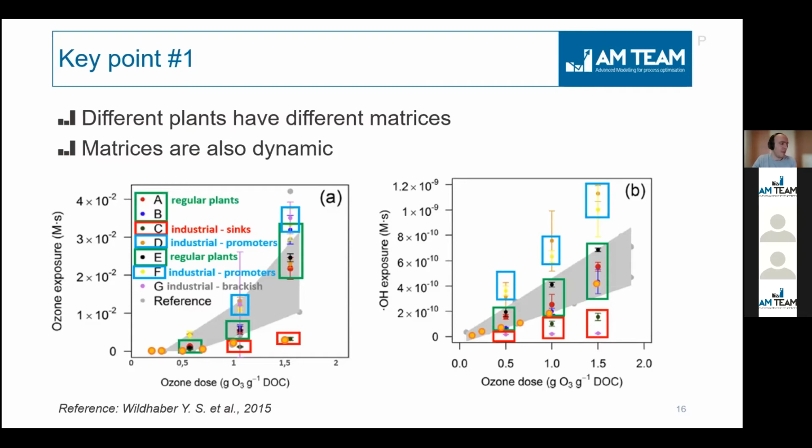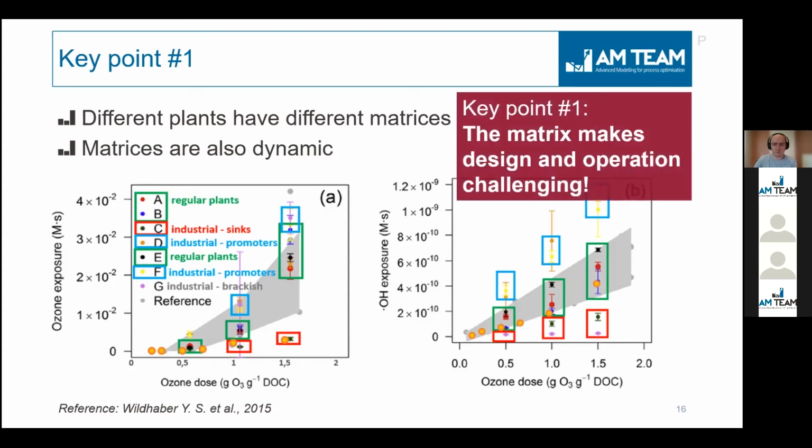And next to this, water matrices are also dynamic. So this is just with one sample, but a water matrix is something dynamic and it changes over time. So it's very important to have this in your mind. So that's actually key point number one: the matrix makes the design and operation of such plants a big challenge.